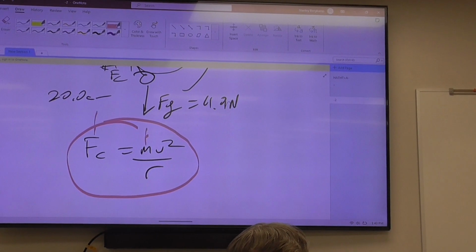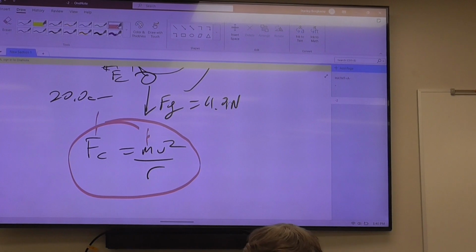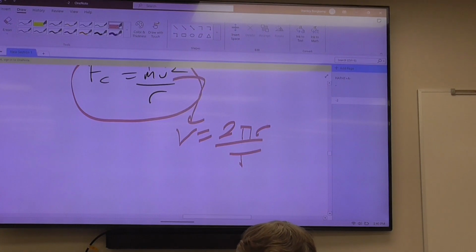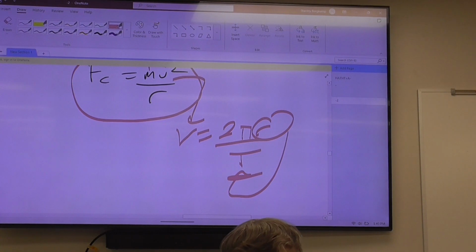Then on C, you want to find the period. A couple of things you could do with that. You could take 2 pi r over t. That's what I would recommend, because you just found the velocity from here. You know the radius. Solve for t.